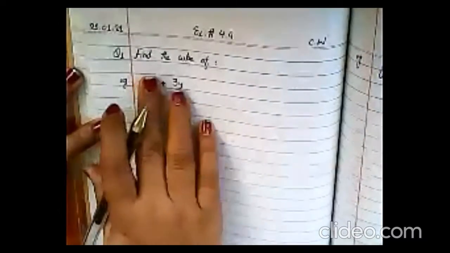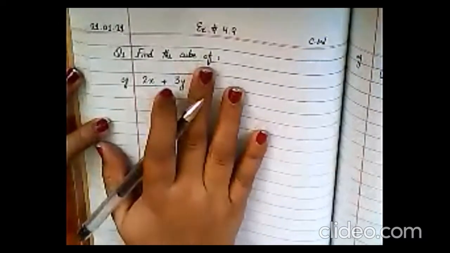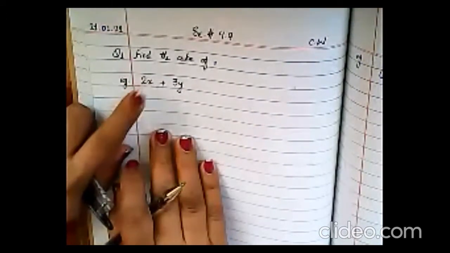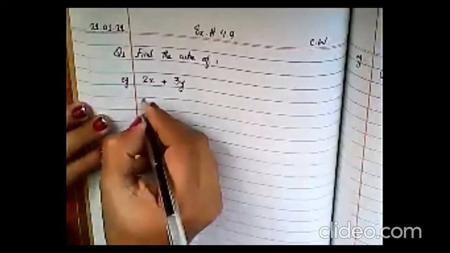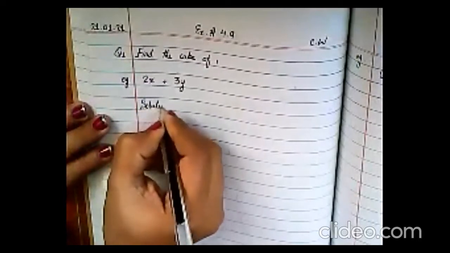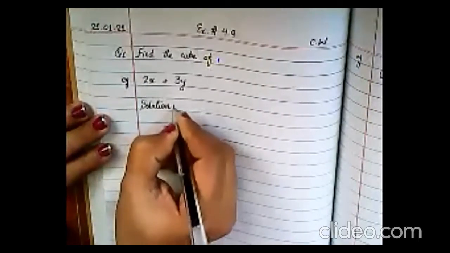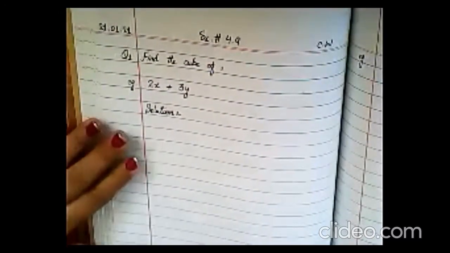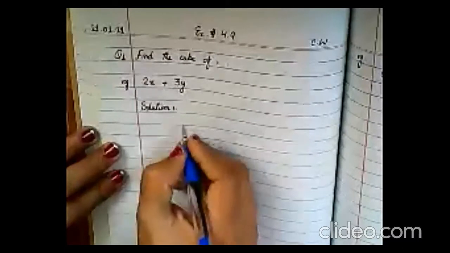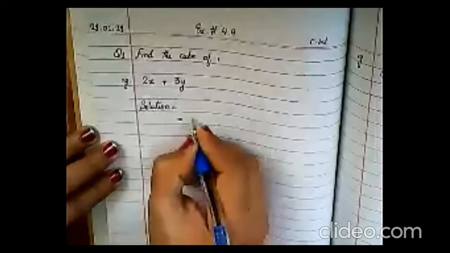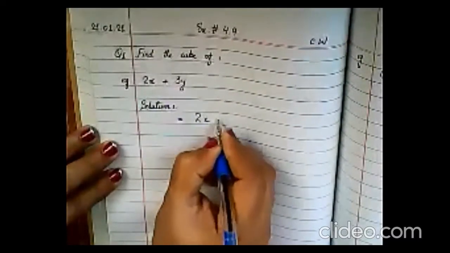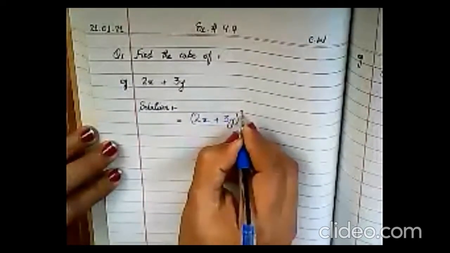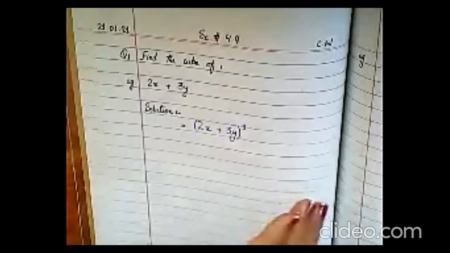What you have to find out here: find the cube of this value. So first you will write down the solution heading. First, you will write down the heading of the solution here. Then how will you find the cube? You have to find the cube of this term, which is 2x plus 3y.